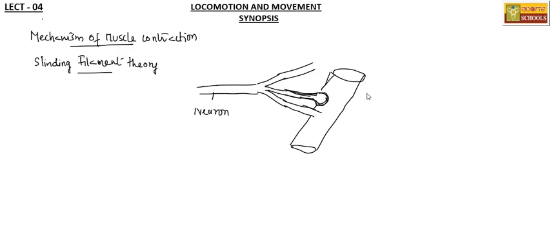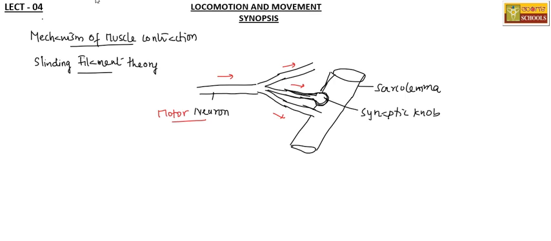Here you can see this is the sarcolemma, and this is the synaptic knob and the motor neuron. This motor neuron brings the information from the central nervous system, and finally it reaches the synaptic vesicle, and then this information will enter into the muscle fiber.